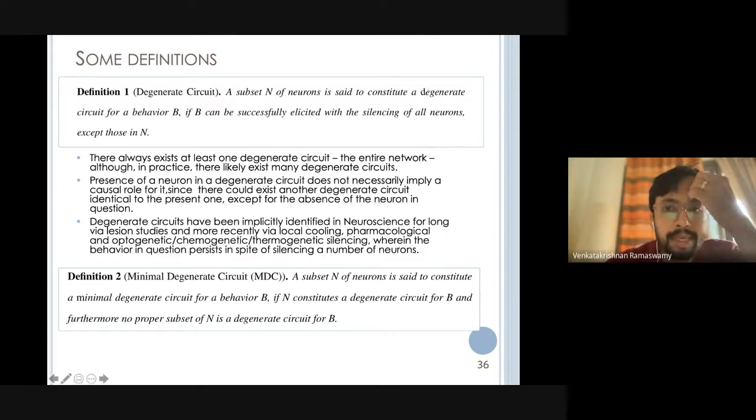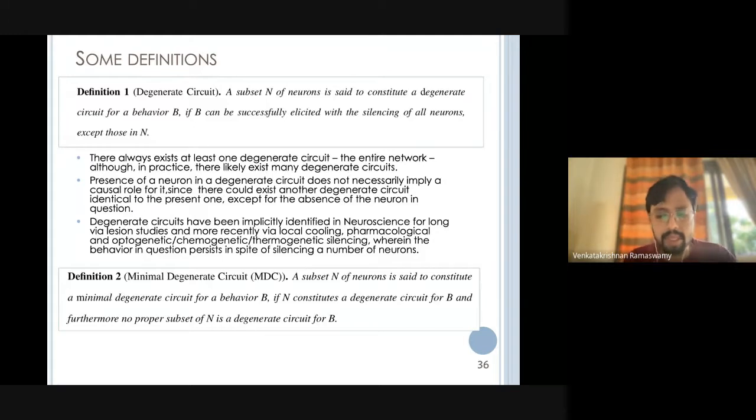So a subset N of neurons is said to constitute a degenerate circuit for a behavior B if B can be successfully elicited with the silencing of all neurons except those in N, right? So I'm going to silence all the neurons except the neurons in the subset N, and if upon doing so the individual animal is still able to express the behavior, I say that, look, this subset of neurons is a degenerate circuit. It's sufficient to express this behavior, right? And now there always exists at least one degenerate circuit, which is the entire network. All right. Although in practice there exist many degenerate circuits, and in fact we have a lot of circumstantial evidence for this. So, for example, by some estimates, thousands of neurons in your brain and my brain die every day, yet we hardly seem to notice, right?